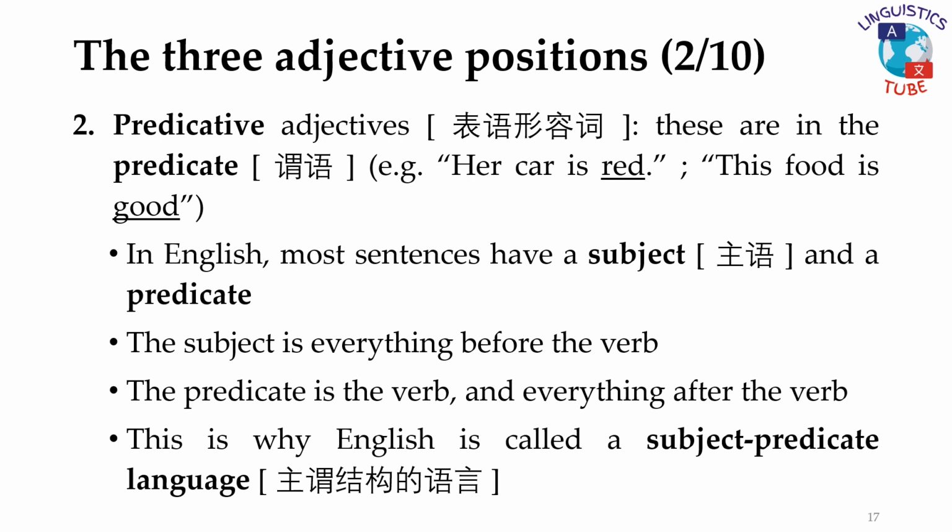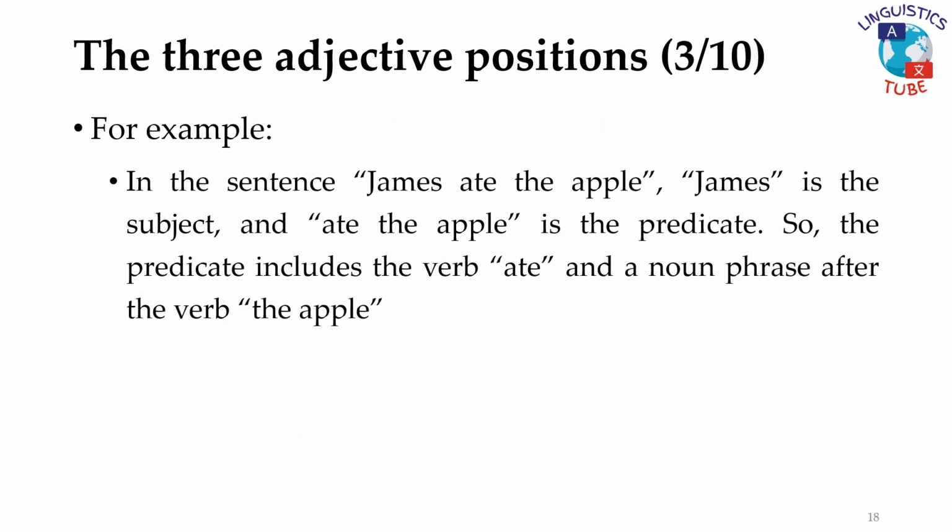Think of the verb as the sun and everything else as the planets that move around the sun. In other words, the verb is the most important part of a sentence. The subject is everything before the verb, and the predicate is the verb and everything after the verb. In fact, we can put languages into groups based on the structure of their sentences. Because almost all English sentences have these two parts, we call English a subject-predicate language. Let's look at 3 examples of subjects and predicates to demonstrate this.